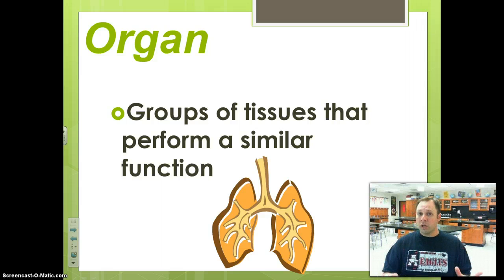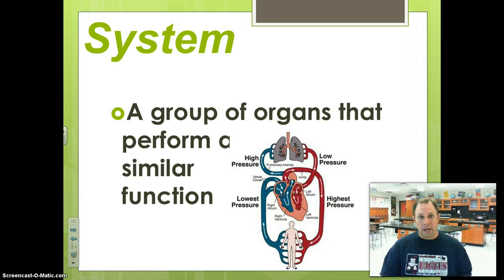Now, if I have a bunch of organs working together to perform the same goal, that have the same task, I have an organ system. So if I take the heart with the blood vessels, the arteries, veins, and capillaries, I get the circulatory system. If I have the lungs, the trachea, the bronchioles, the diaphragm, I get the respiratory system. If I have the brain, the spinal cord, the nerves, I get the nervous system.